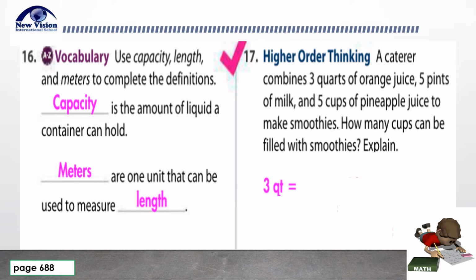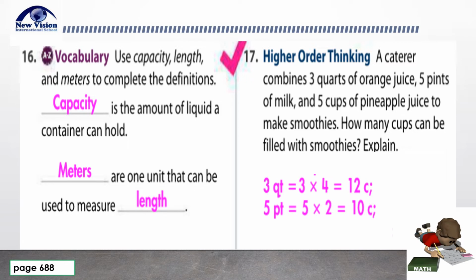So 3 quarts. In 1 quart, there are 4 cups. So we have to multiply 3 and 4. So 3 times 4 equals, very good, 12 cups. Next, 5 pints. In 1 pint, there are 2 cups. So we have to multiply 5 and 2. The answer is 10 cups.